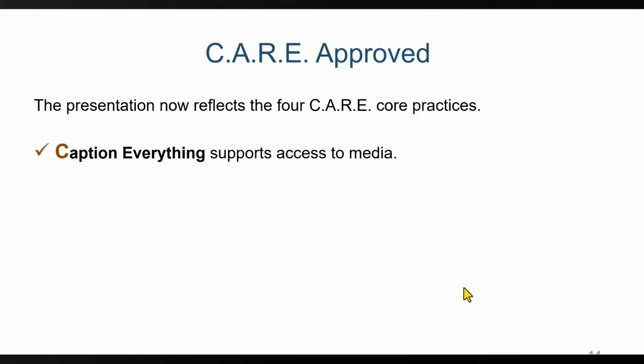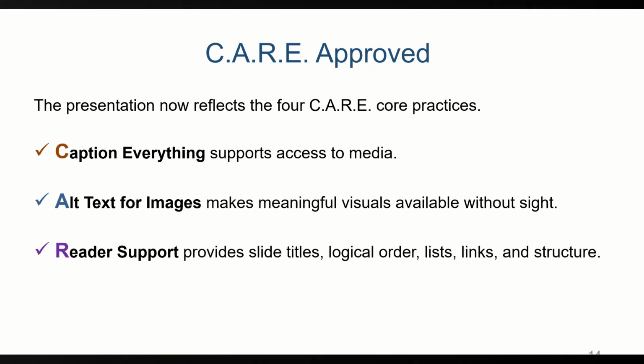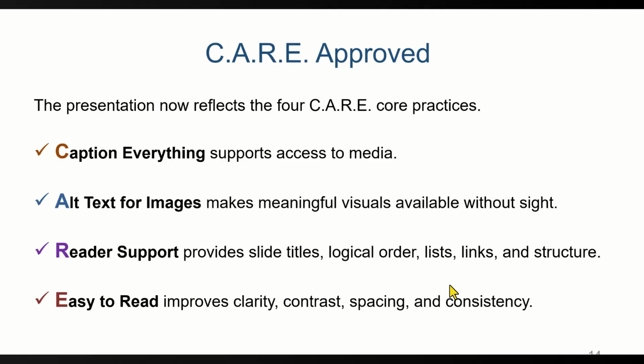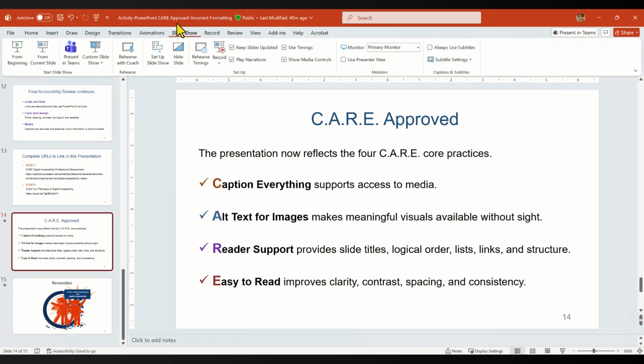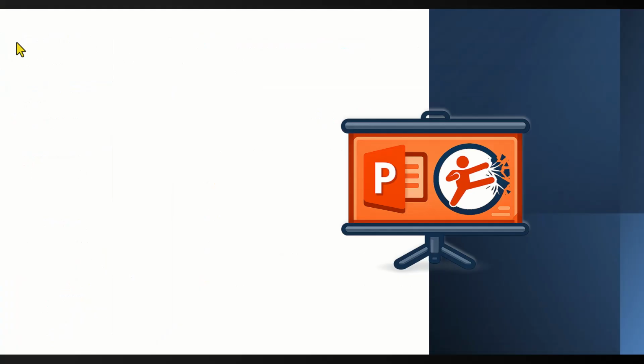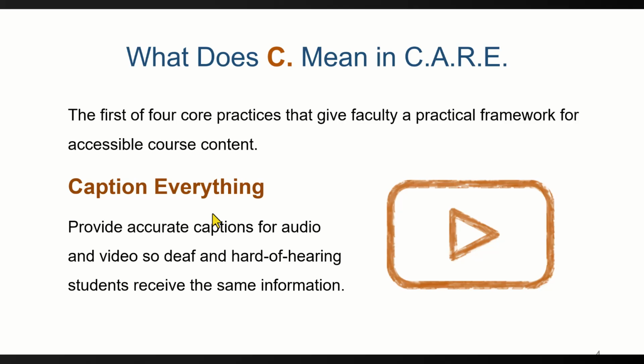Caption Everything supports access to media. Alt text for images makes meaningful visuals available without sight. Reader support provides slide titles, logical order, lists, links, and structure. Easy to read improves clarity, contrast, spacing, and consistency. As we review the completed presentation, notice how the accessibility improvements work together to create slides that are clearer, easier to navigate, and more usable for all students.